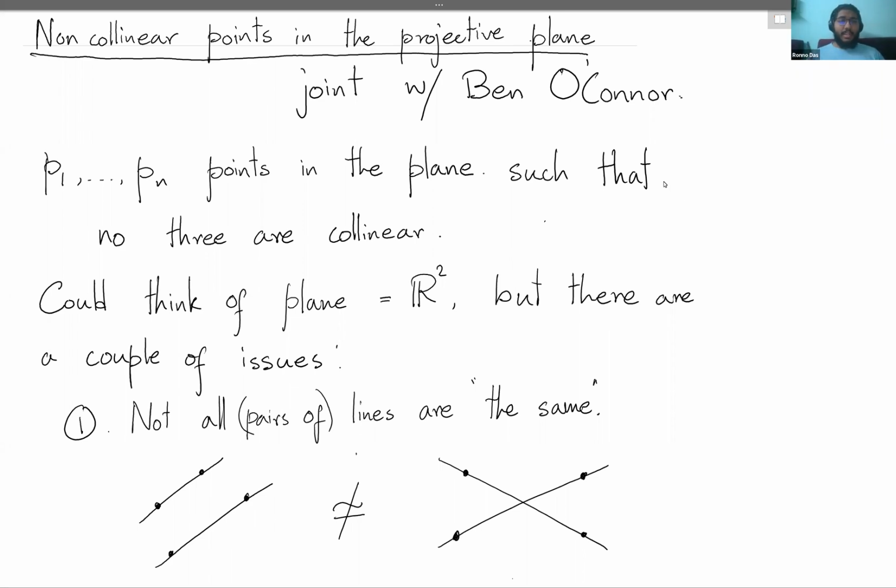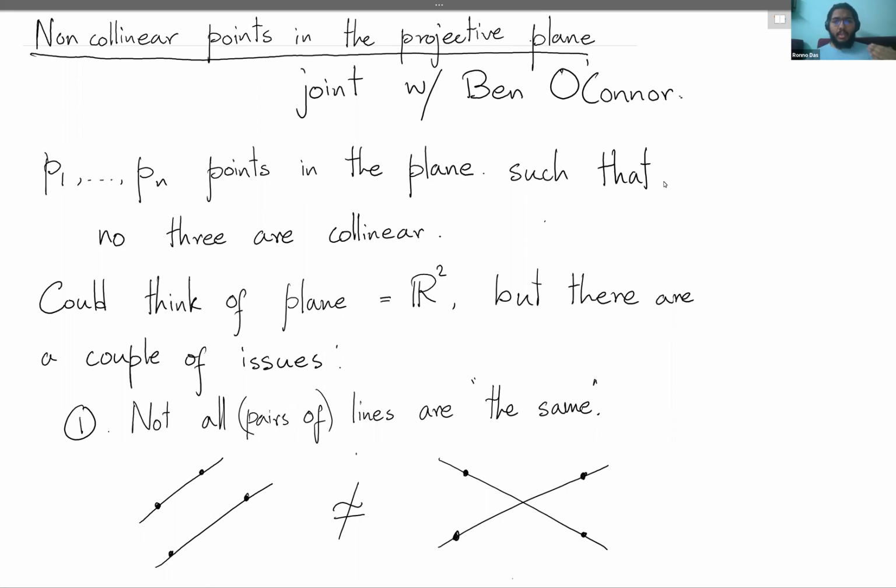Okay, so I'm going to talk about, as Krishna said, the space of non-collinear points in the projective plane, and all of this work is joint with Ben O'Connor. Let's start with the setup. We're going to have n points, P1 through Pn, in the plane. The condition I want on these is that they're not just arbitrary points. You cannot have 3 of them on the same line. Obviously, any 2 of them would be on a line, but you can't have more than 2.